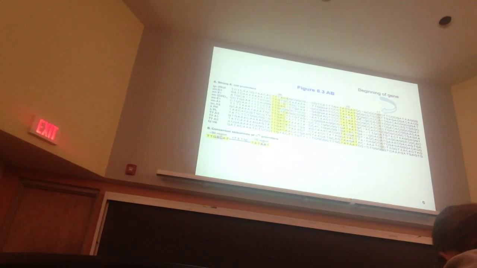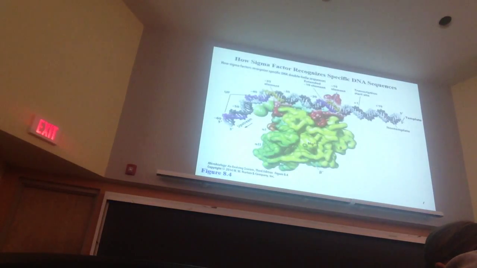Anyway, these are conserved sequences, which is where these sigma factors and RNA polymerase bind to then synthesize these genes here. So all of this is on your outline. I didn't add anything here. And then maybe I'll close with this. I still have about 5 minutes. Everything is on your outline on this slide, and it's how sigma factors recognize specific DNA sequences.